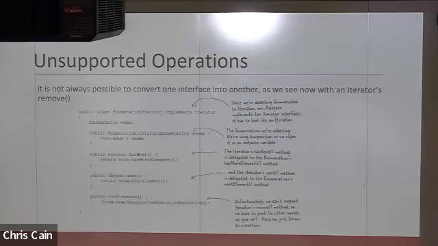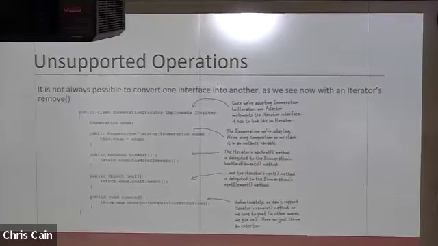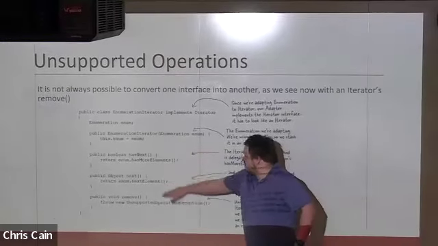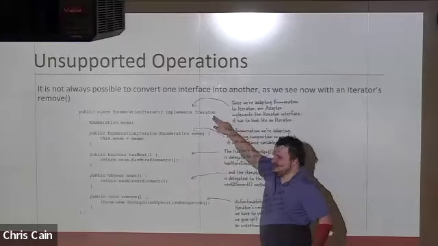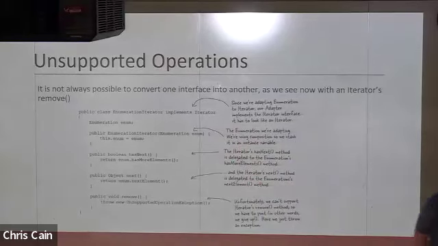So here's what the code would look like. We have an enumeration iterator. The correct answer for what it should implement is iterator, because we want to be able to support anything that an iterator can do. That means to construct it, we're going to pass an enumeration object. That's going to be set as the field. Then we want to be able to support everything that the iterator can support. So we need to have a hasNext, a next, and a remove in order to be able to support the iterator interface that it's implementing.